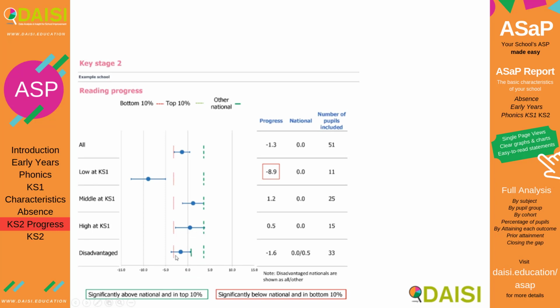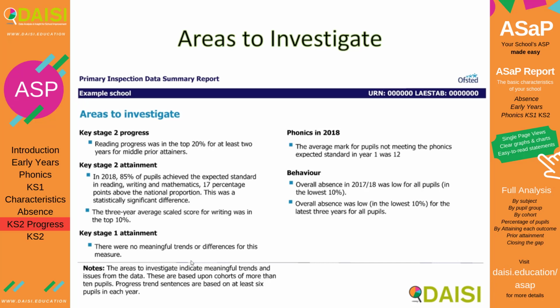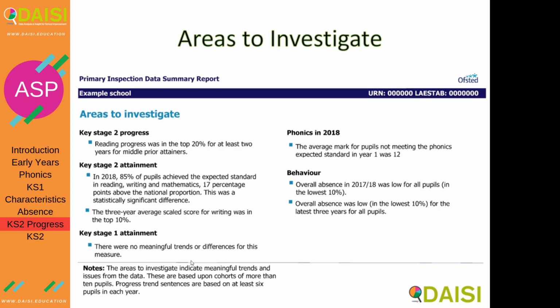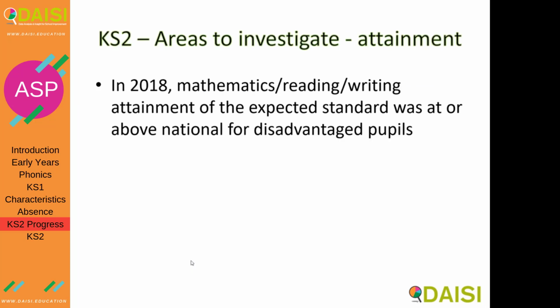So if the entirety of this shape is to the left of the national other, then you are significantly below the national other. For an attainment analysis, please see your ASP report. However, that doesn't mean that the areas to investigate do not include Key Stage 2 attainment. It is solely that Ofsted thinks that it is duplicatory to put it in both the IDSR and the ASP. So let's have a look at the areas to investigate for Key Stage 2 disadvantaged.